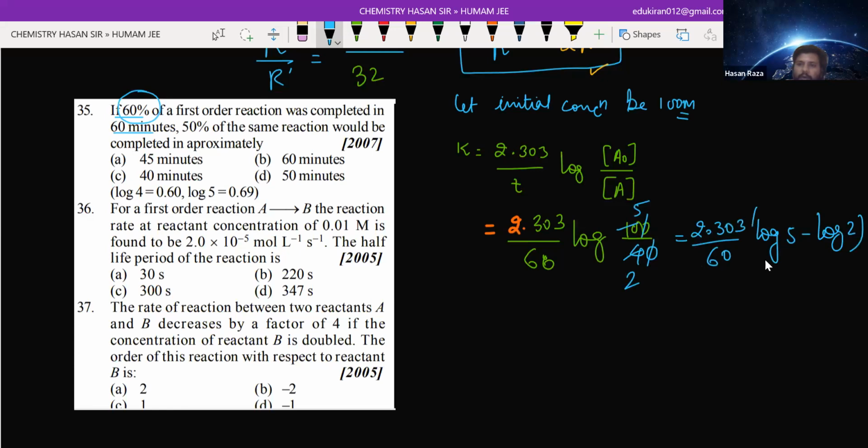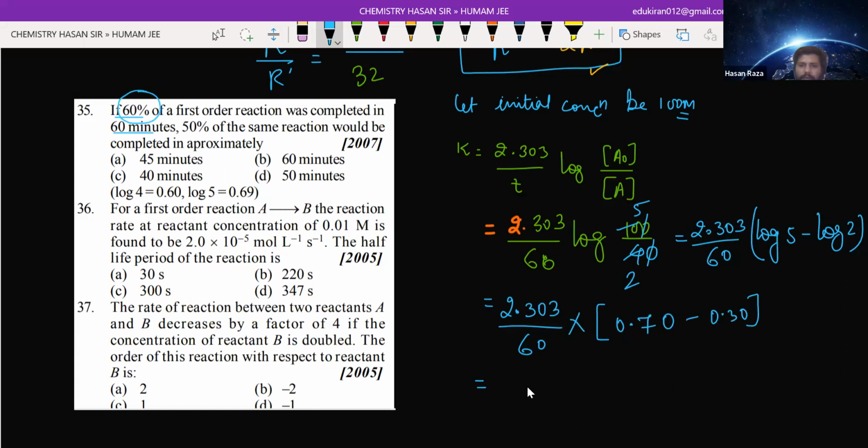Do you know the value of log 5? You should remember this. This is very helpful in physical chemistry. 2.303 upon 60 into log 5, which has a value of 0.6990 (about 0.70), and log 2 has a value of 0.30.